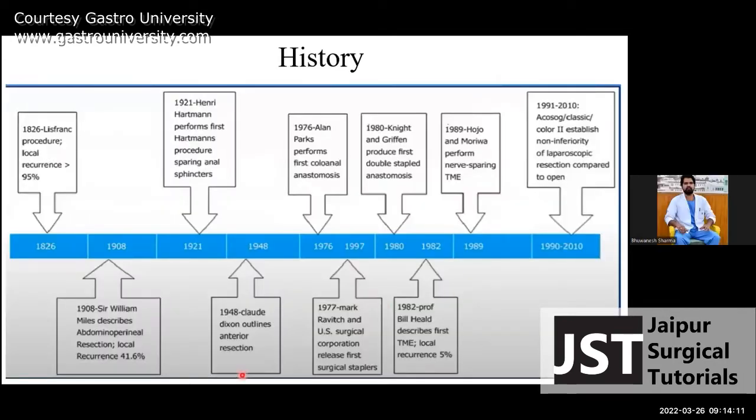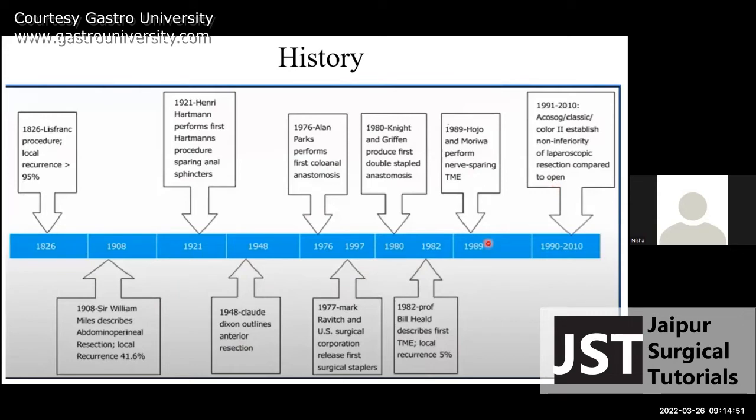As time evolved, after Miles, Claude Dixon proposed the anterior resection in 1948. Then Parks in 1976 performed the first coloanal anastomosis. Not only did the technique for rectal cancer surgery evolve, but also the technology. The introduction of surgical staplers in 1977 added to the evolution of rectal cancer surgery. And the landmark lies in 1982 when Professor Bill Heald performed his first total mesorectal excision. And now we have progressed to Hojo and Moriya's nerve-sparing TME and various trials which are comparing the open and the laparoscopic surgery.